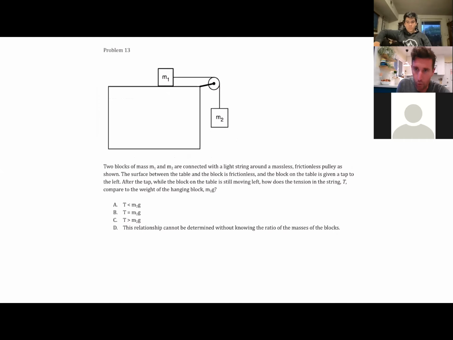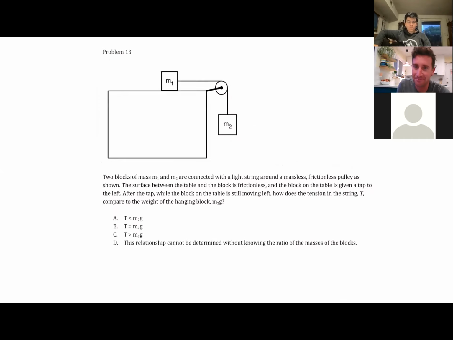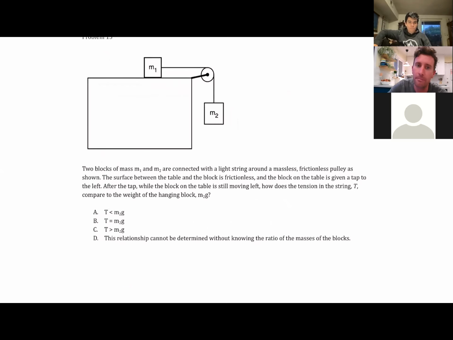Another tricky one. Same setup. Two blocks of mass M1 and M2 are connected with a light string around a massless, frictionless pulley as shown. The surface between the table and the block is frictionless, and the block on the table is given a tap to the left. After the tap, while the block on the table is still moving left, so now there's no coefficient of friction, it's frictionless, how does the tension in the string compare to the weight of the hanging block, M2G?